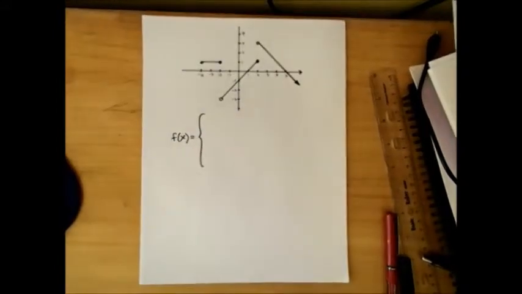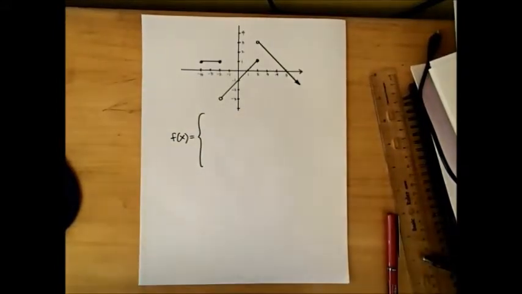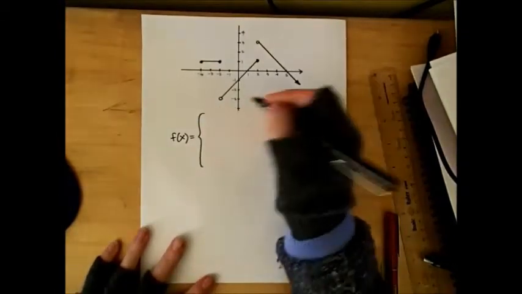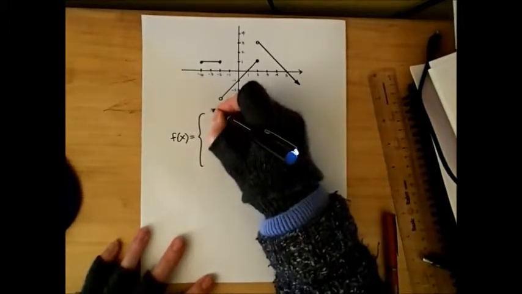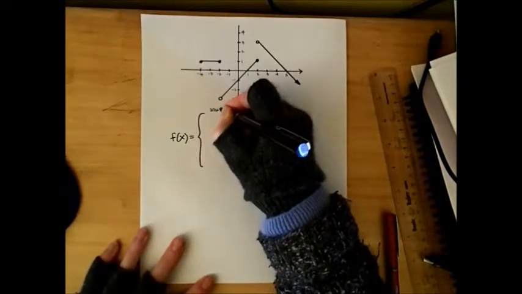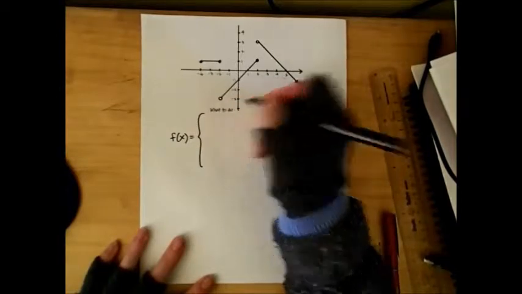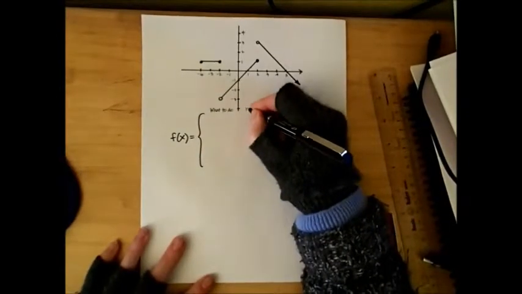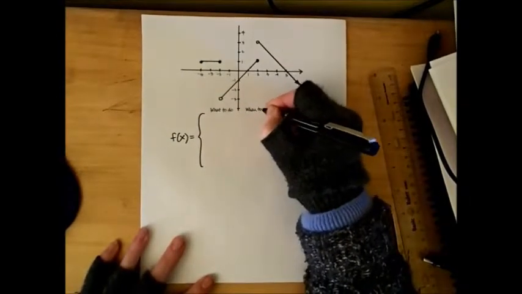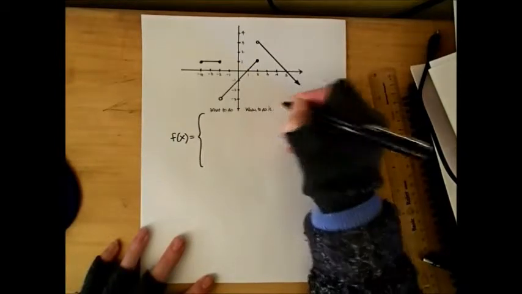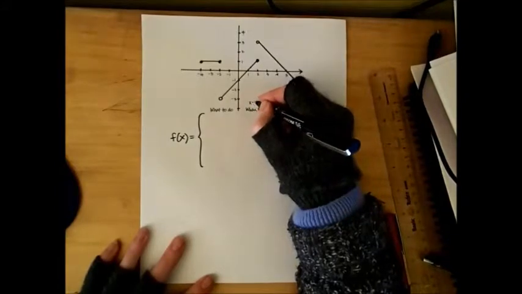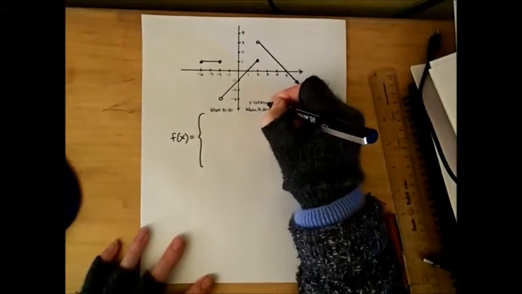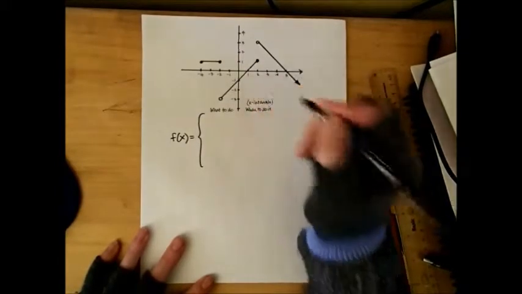There are two columns, and I think it's really helpful to think about the way this is put together like this. The first column tells you what to do. And the second column tells you when to do it. And the when to do it is always given as x intervals for x.